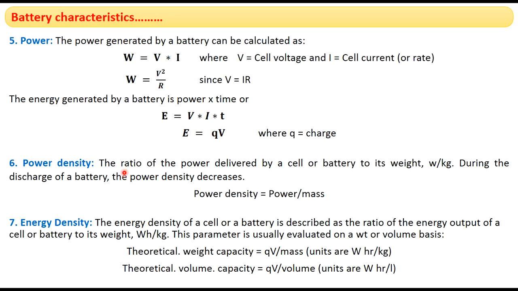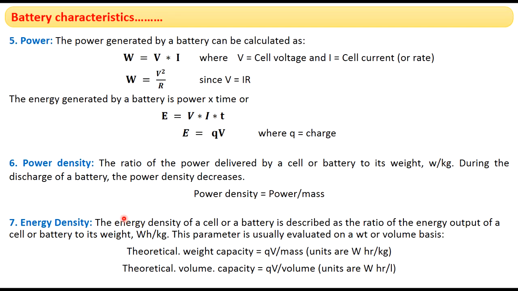Then power density. Power density is the ratio of power delivered by a cell or battery to its weight. And generally, while using the battery, the power density decreases, and it is calculated as power density is equal to power by mass, and its units are watts per kg.